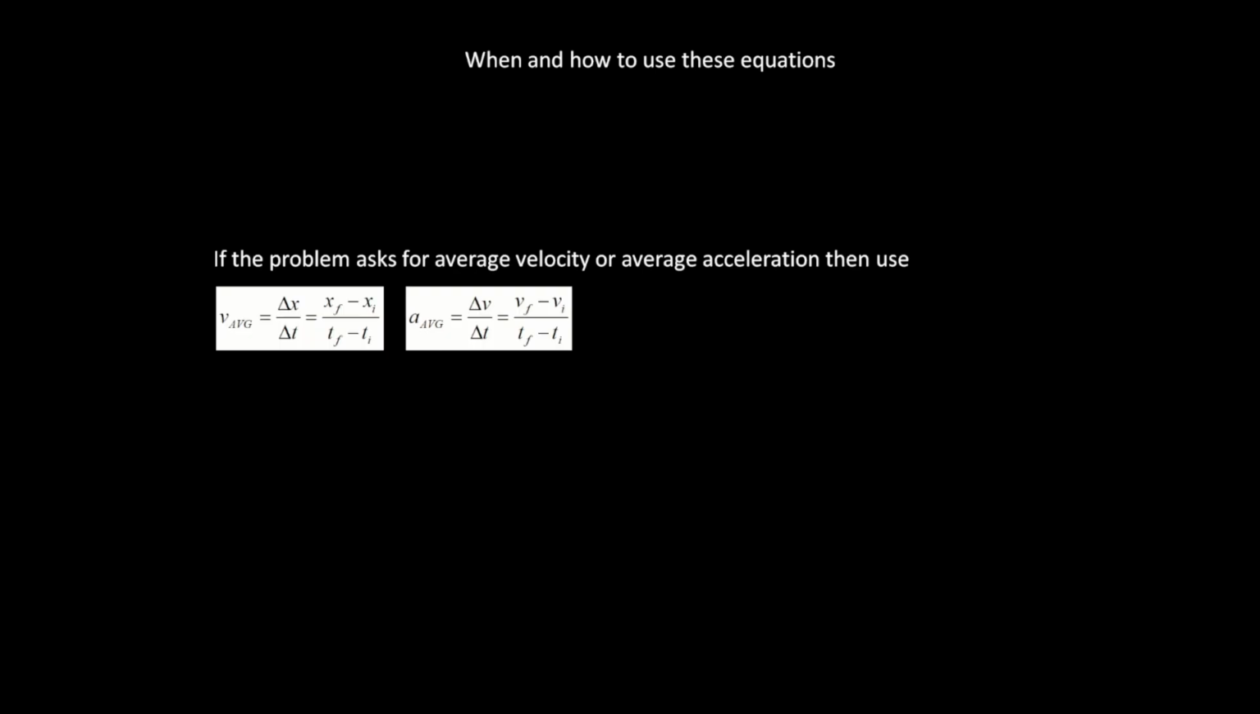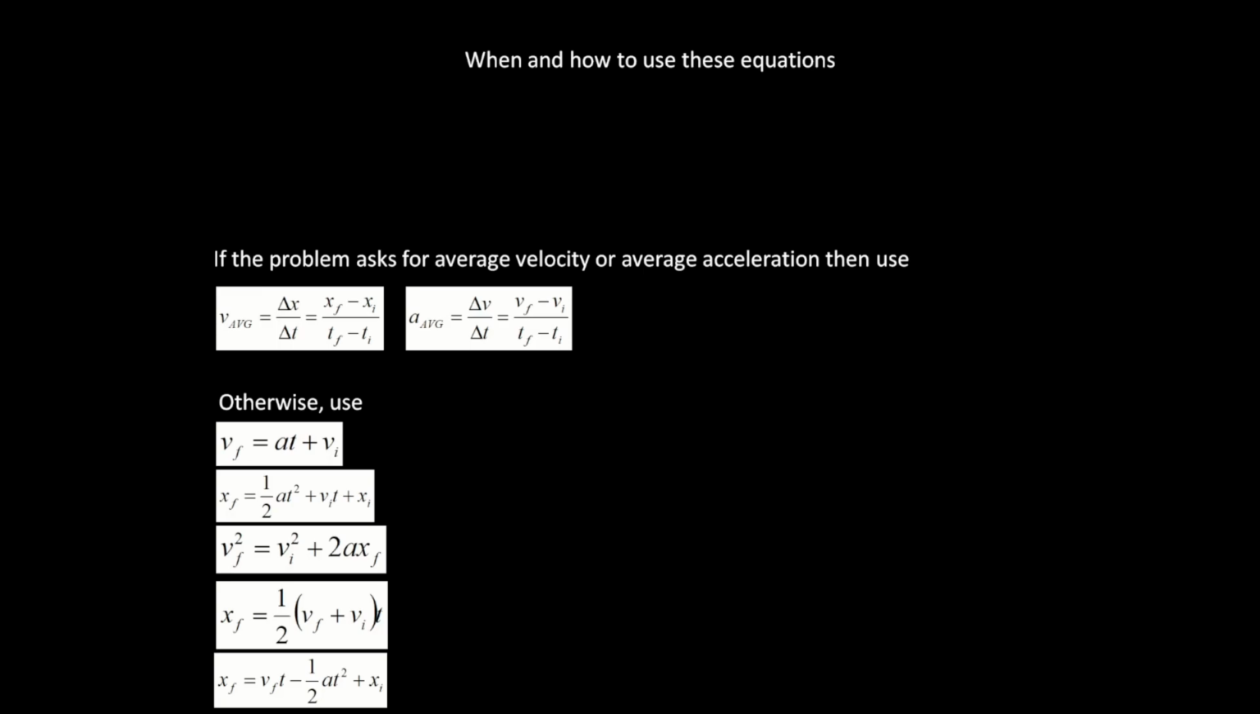So when and how to use these. And I think the first part's pretty straightforward. If the problem simply asks you for an average velocity or average acceleration, then we'll use the algebra results. Those give us the average. Otherwise, you're going to use the other ones. So if it does not say anything about average, then use the instantaneous value equations.